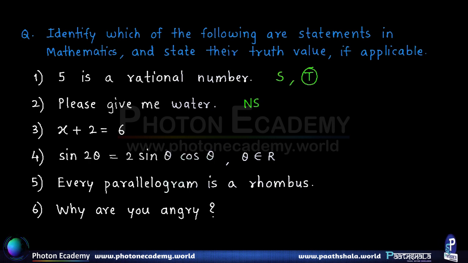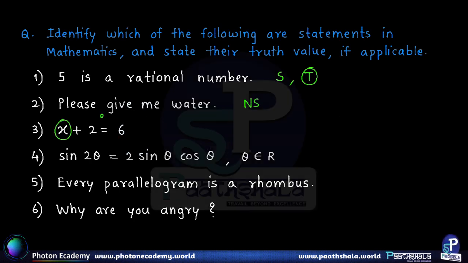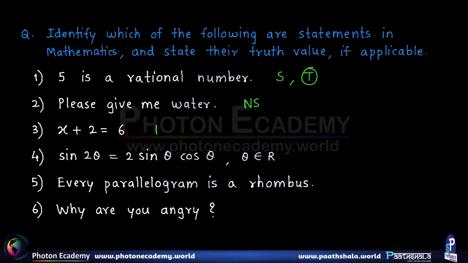Third one says: x + 2 = 6. Now here you may wonder that yes, it is true because 4 + 2 is 6, that's what we do mentally. But unless we know what value x has, we cannot say whether that satisfies the given statement or not. Here the intention is not to find the value of x which satisfies the equation, but just to state whether this is really a statement in mathematics or not. So being an open sentence, it is not a statement.